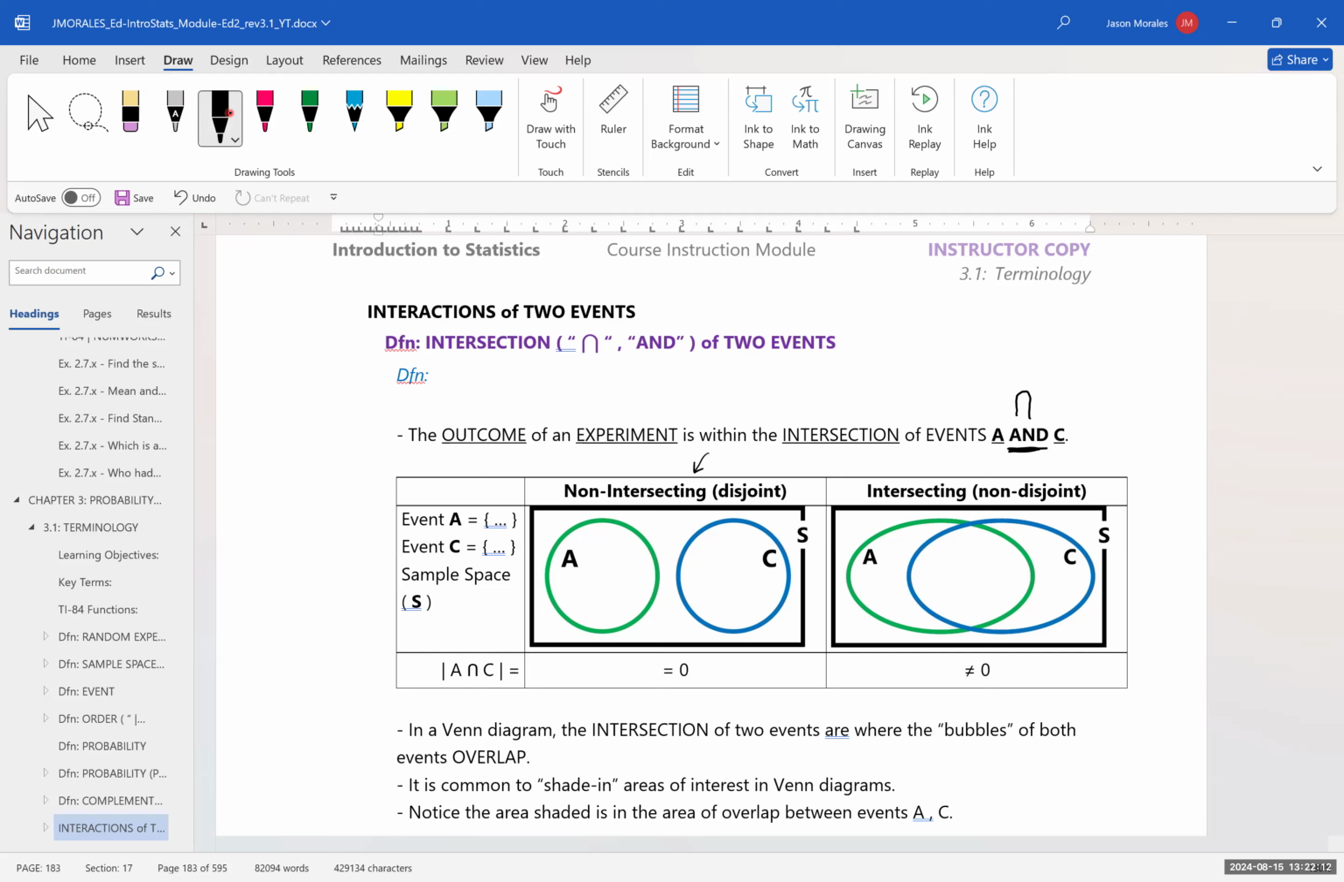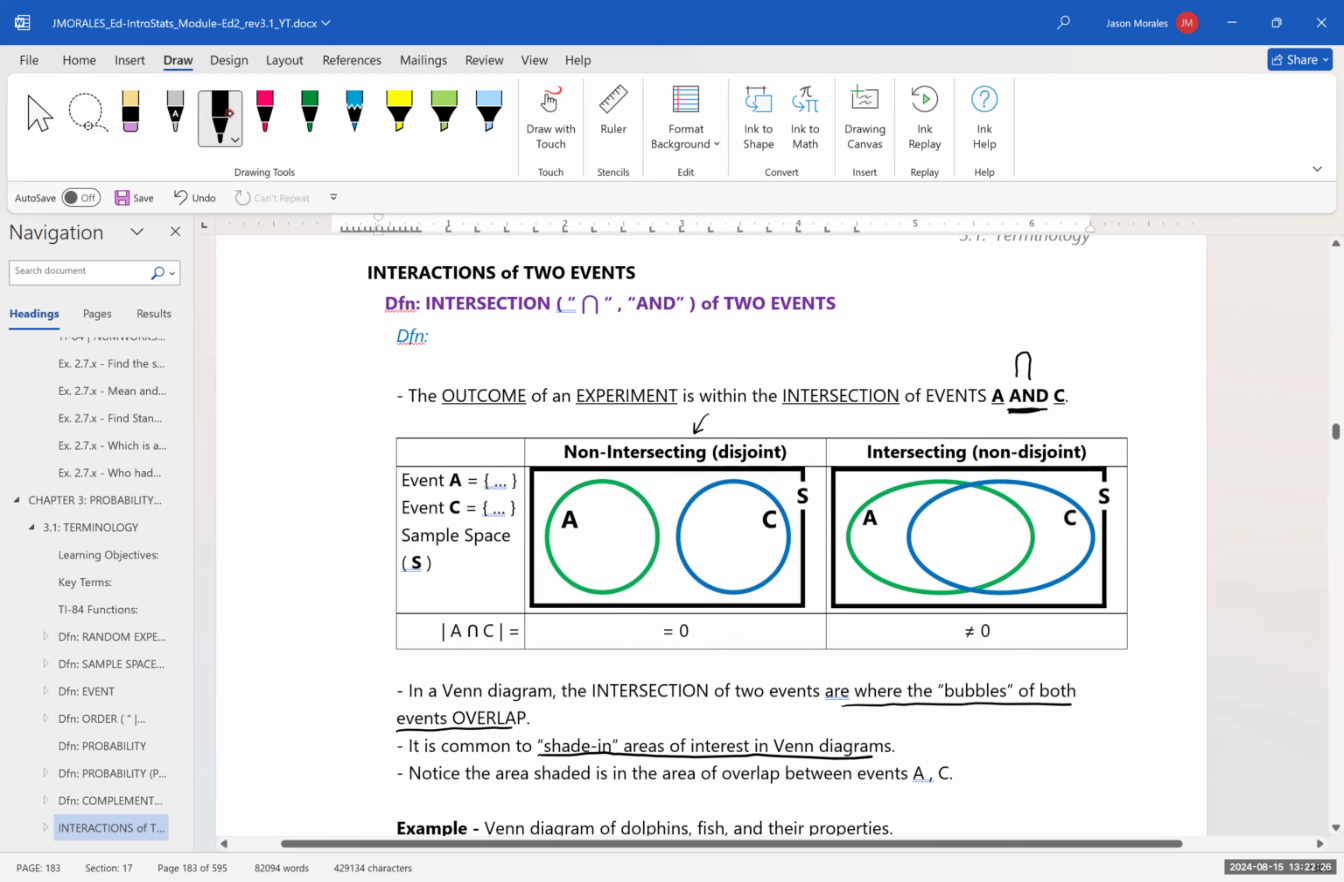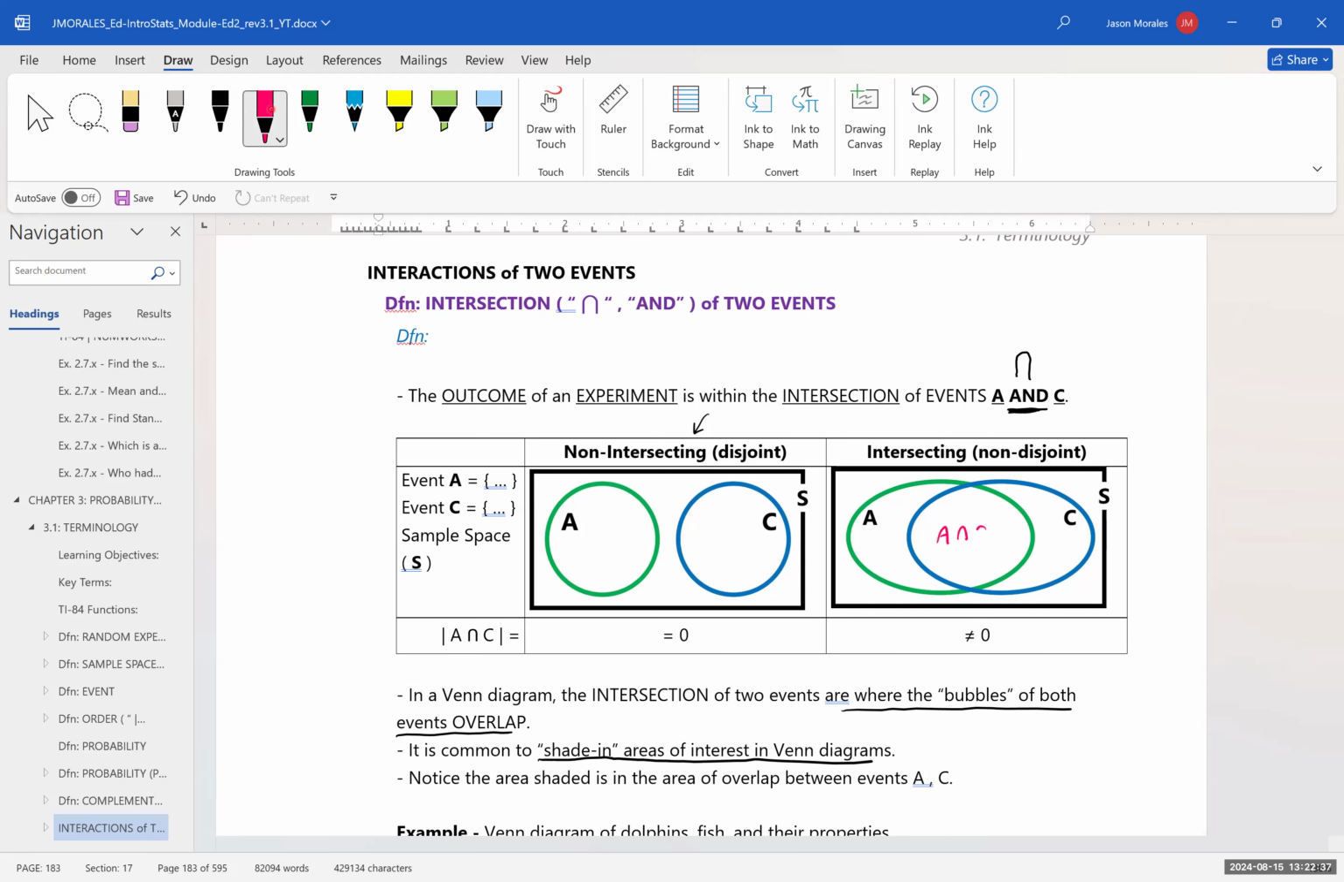In a Venn diagram, the intersection of two events is where the bubbles of both events overlap. It's common to shade in areas of interest in Venn diagrams. Notice the area shaded is the area of overlap between events A and C. So right here is A intersects C, where we have an area of overlap between those two events.